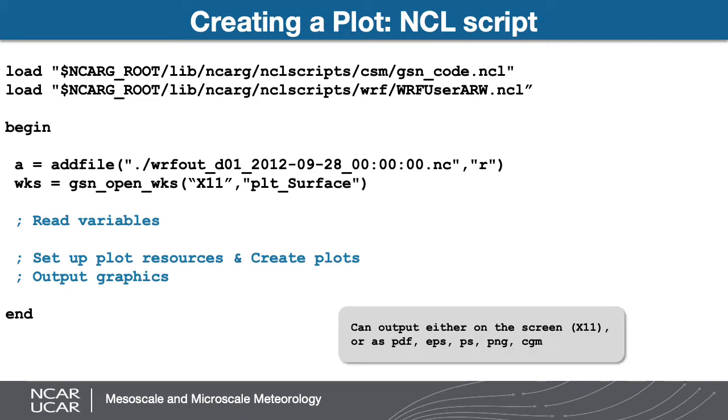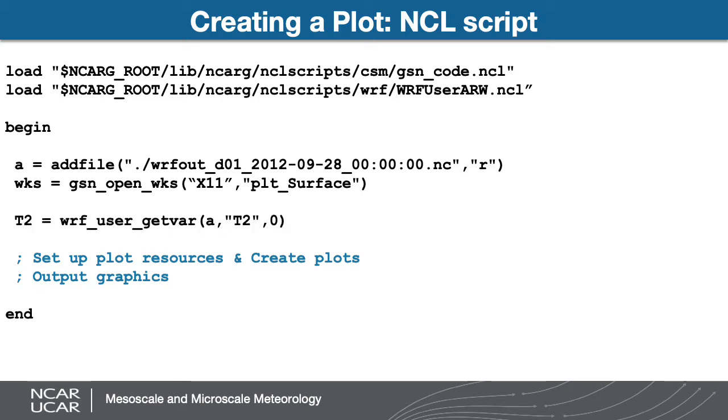You can either output this on the screen, which I explained just now with an X11 window, or as a PDF, an EPS, a PS, a PNG, or a CGM. I always write my plots to an EPS, and then I use a file converter, EPS to JPEG, to put it in a high resolution JPEG file.